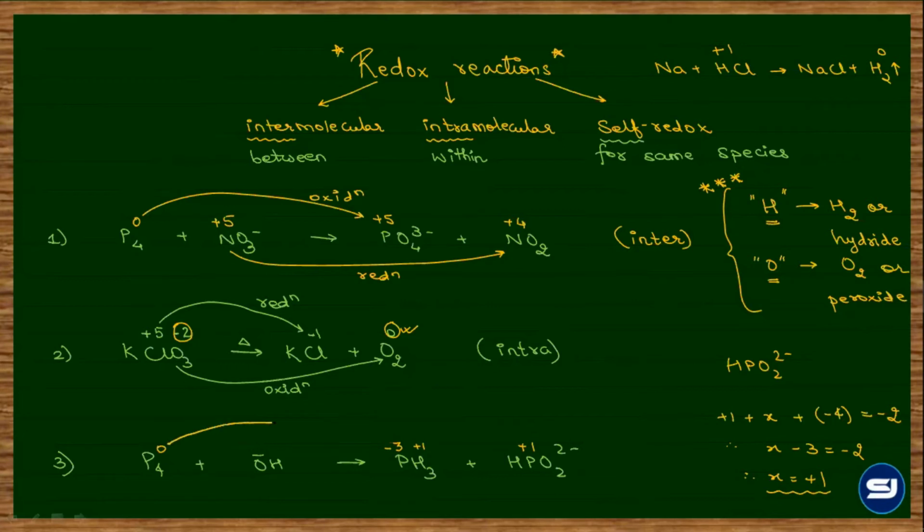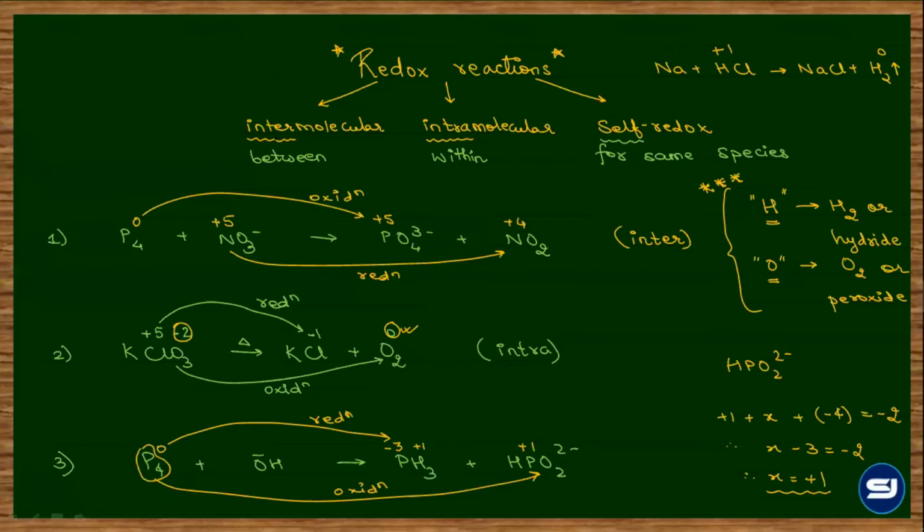Now just observe. Phosphorus is changing from 0 to -3 and it is also changing from 0 to +1. So in the first scenario it was undergoing reduction, and in the second one it is undergoing oxidation. So here the redox is taking place for the same species. So this type of redox is called self-redox.